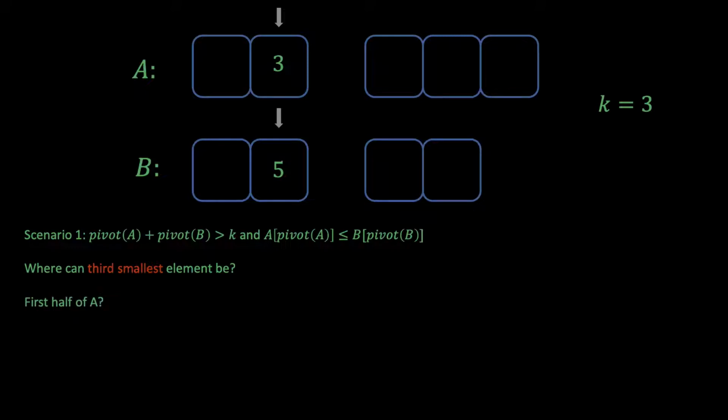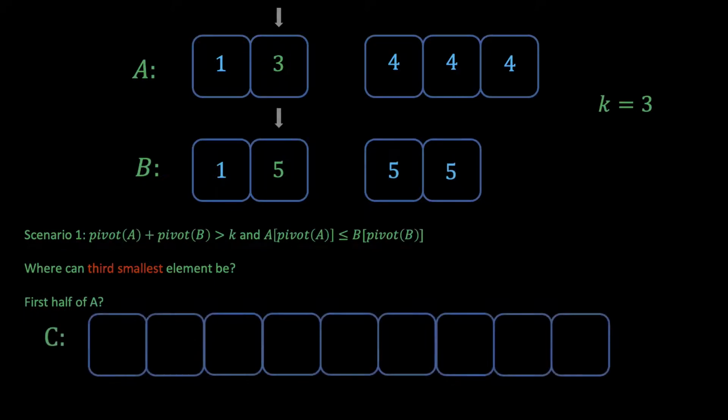Can it be in the first half of A? Take a few minutes and think of an input that completes A and B above, that ensures the third smallest value is in the first half of A. Now, I'm sure if you spend enough time, you can come up with an input like this. Here's the sorted array order, and the third smallest value in the sorted array is 3, and 3 is in the first half of A. So it is possible that the third smallest value is in the first half of A.